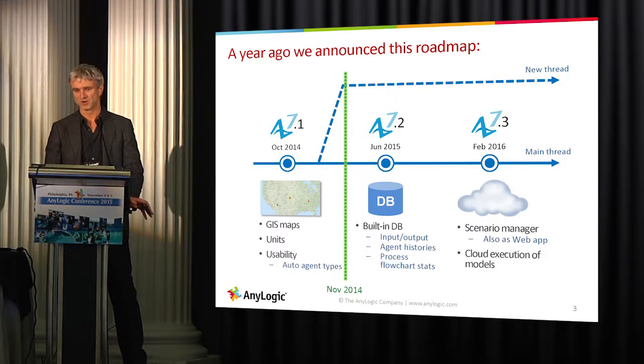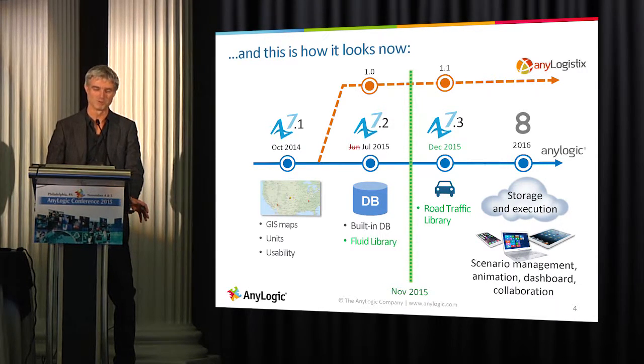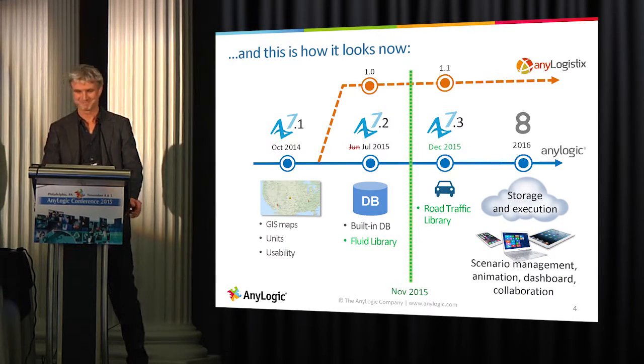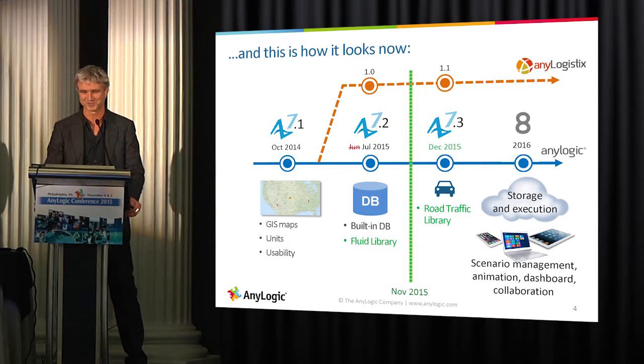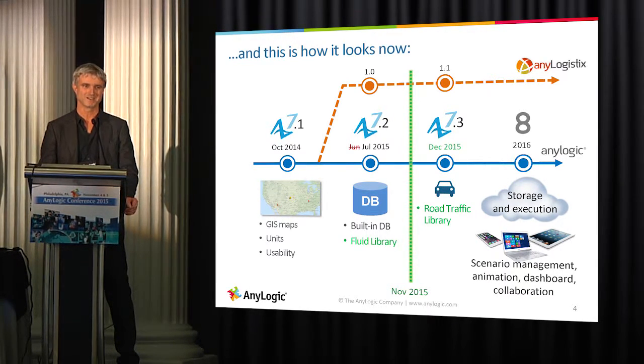So actually, this is how the roadmap looks now. We already passed 7.2, which was released with a 1-month delay, which I think, frankly, is great because it's only 1 month, and this is software. And the bonus was the fluid library, which we didn't plan to include originally, but we actually developed and released it in July 2015. So we're now here, just before the release.